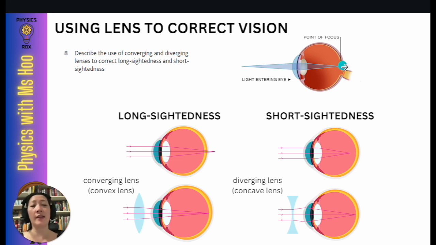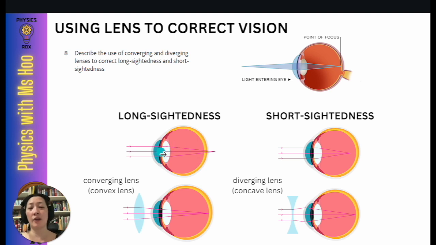And of course, if the light rays are focused properly, then we get a sharp, clear image. People who are long-sighted can see faraway things more clearly, whereas the things that are near them are blurred. What happens in long-sightedness is that the light rays that enter the eye end up focusing behind the retina instead of on the retina. So the retina does not pick up a sharp, clear image.